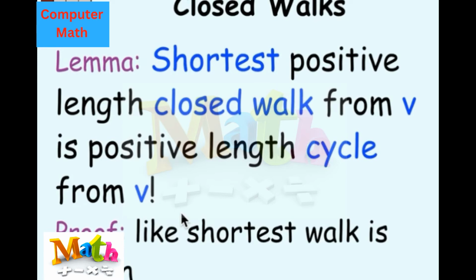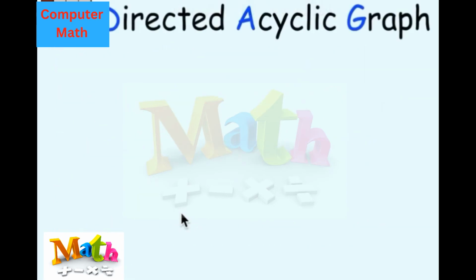The logic is that if I have a closed walk from v to v, and there was a repeat in it other than at v, I could clip out the piece of the walk between the repeat occurrences, and I'd get a shorter walk. So the shortest closed walk can't have any repeats. It's got to be a positive length cycle.